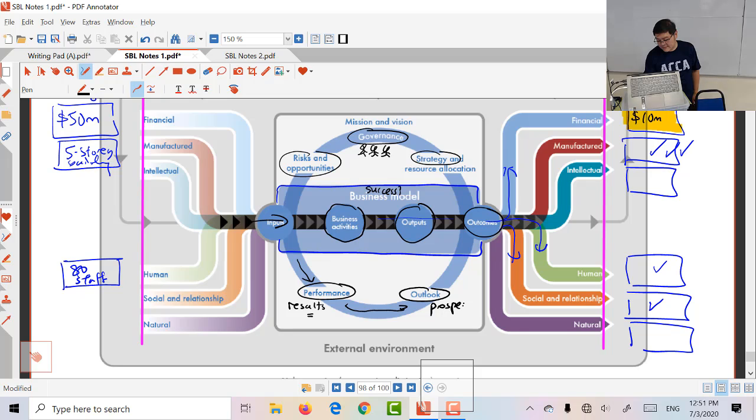And it tells us about the prospect. And it will keep turning. Okay? Now, that is the beautiful thing about an integrated report. It must be able to tell this story. If you cannot tell this story, you actually fail to present an integrated report to investors.